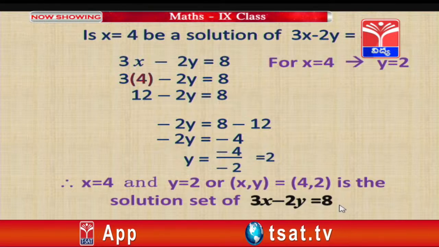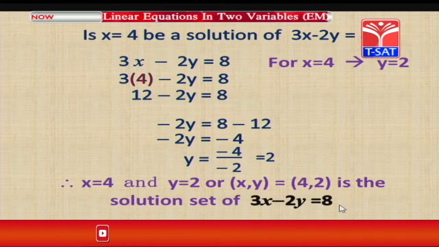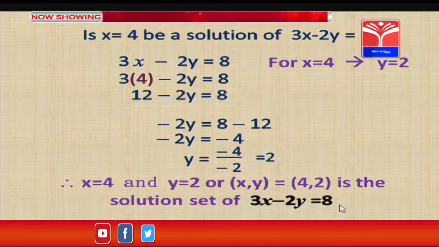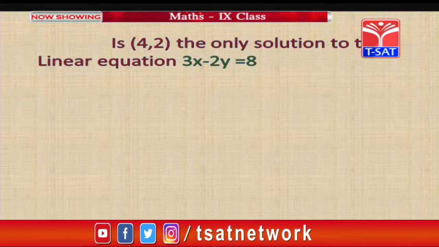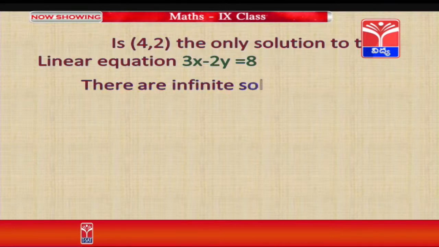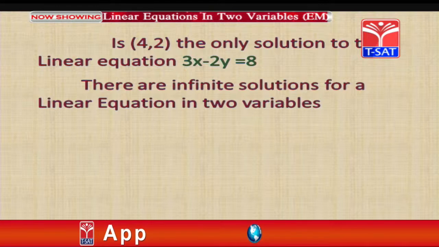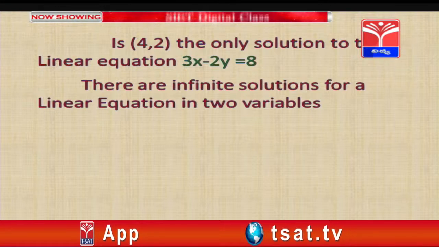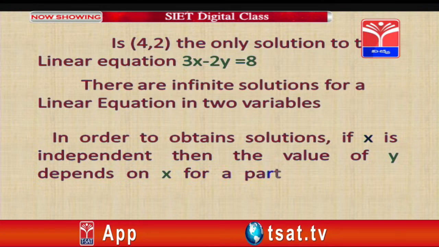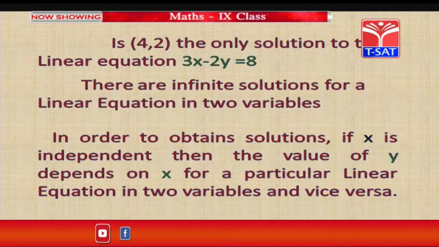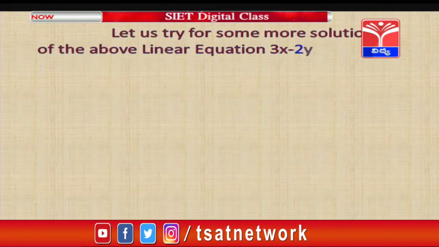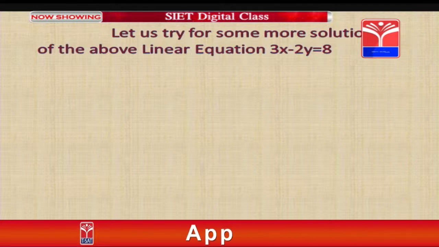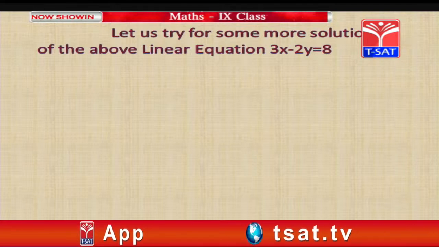Now, is 4 comma 2 the only solution set for this particular equation? Is 4 comma 2 the only solution to the linear equation 3x minus 2y is equal to 8? No. There are infinite solutions for a linear equation in 2 variables. In order to obtain the solutions, if x is independent, then the value of y depends on x for a particular linear equation in 2 variables and vice versa. Let us try for some more solutions of the linear equation 3x minus 2y is equal to 8.